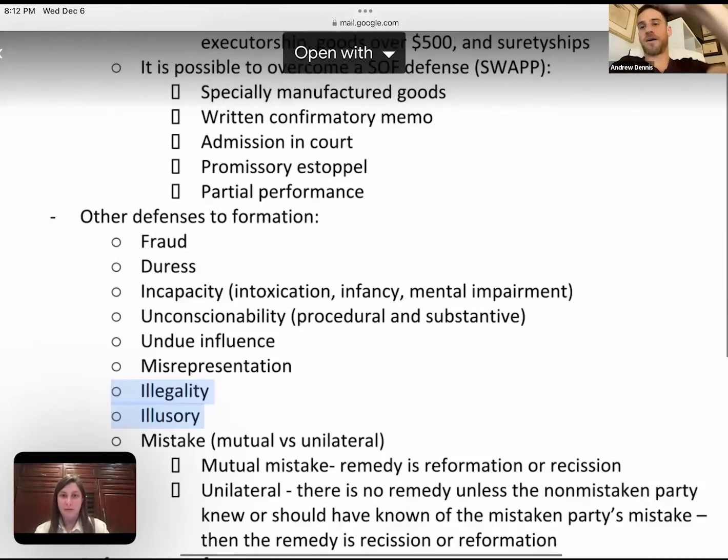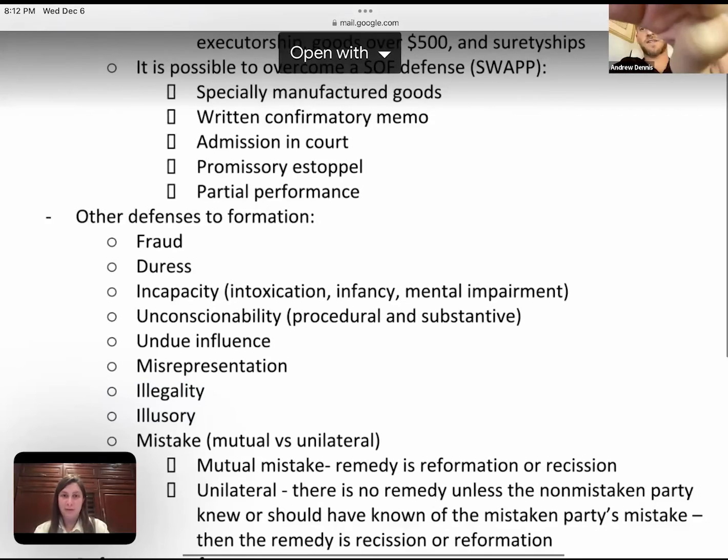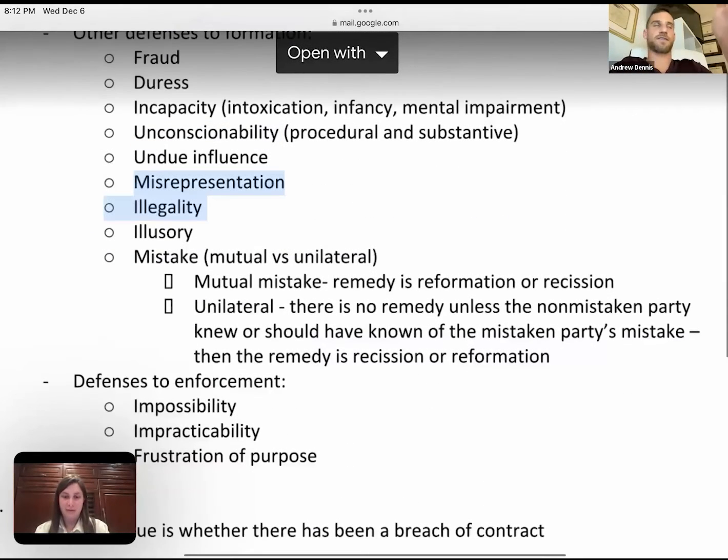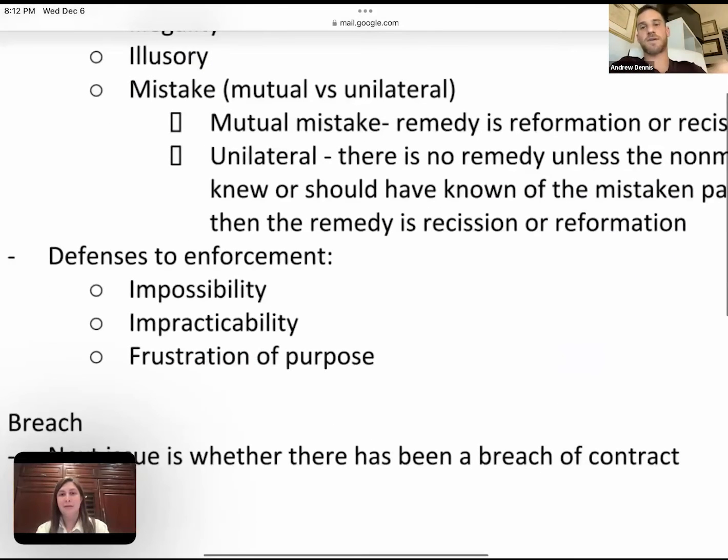So I had my students separate this into defenses to formation and defenses to execution. I don't think that's very important. I just, you know, like to really get down to the details. So defenses to enforcement could be impossibility, impracticality, and frustration of purpose.